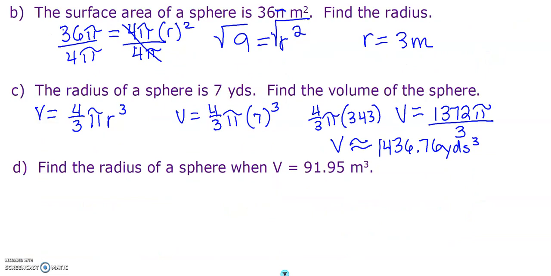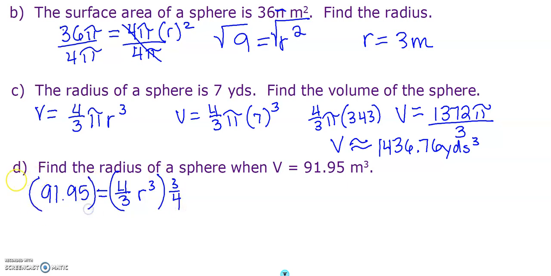Find the radius of a sphere with volume 91.95 meters cubed. So now we know the volume. I'm going to go ahead and plug that in. And we're asked to solve for the radius. So one thing we learned in algebra is that we can get rid of this fractional coefficient by multiplying by the reciprocal. And if I multiply by the reciprocal on one side, I must also do the same on the other side. So we're going to go ahead and do that.